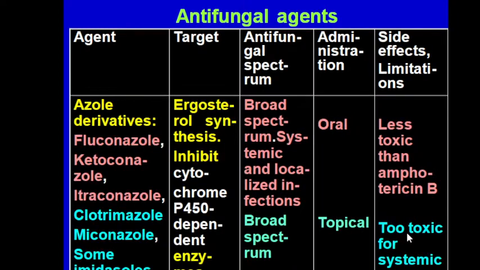Then azole derivatives, many of them: fluconazole, ketoconazole, itraconazole, and others. They also affect ergosterol, not ergosterol itself, but the synthesis of ergosterol, because those drugs inhibit the cytochrome P450 dependent enzymes. And of course, they are a bit toxic for the human body. They are usually broad spectrum antifungal drugs, and they may be used systemically and locally. Some of them are too toxic to be used systemically, like clotrimazole, some imidazoles, and others. And some of them can be used systemically.